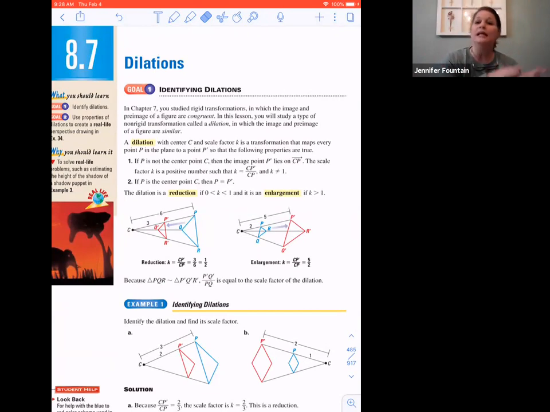So we're kind of combining chapter 7, but we needed to know how to do our proportions and how to set up proportions with triangles to be able to do this. So we know about transformations, but now we also know about proportions, and now we're putting the two together.